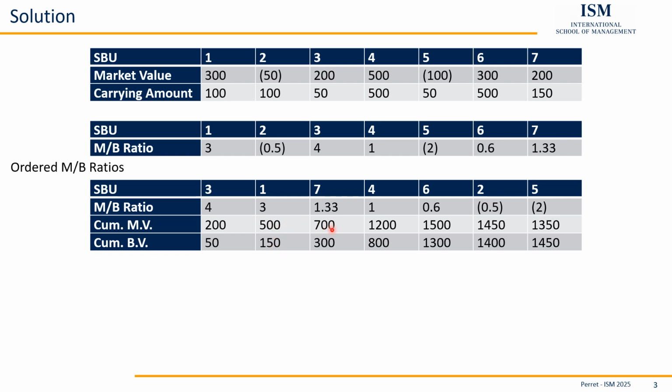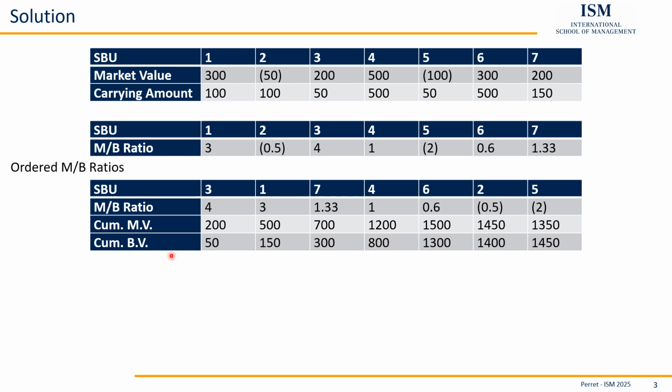To those, I'm adding the values for business unit 7. So I'm going to add 200 and 150. So 500 plus 200, 150 plus 150, giving me those. Then I'm going to add what I have for business unit 4. Here I have 500 and 500. So 700 plus 500, 300 plus 500. This one I carry through till the end.